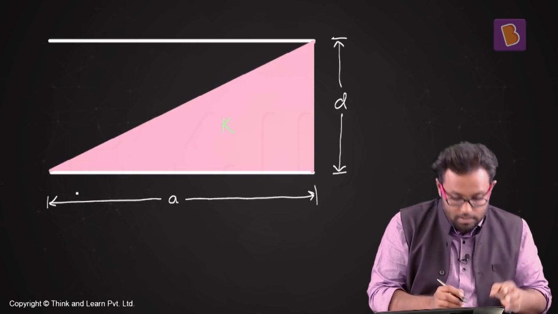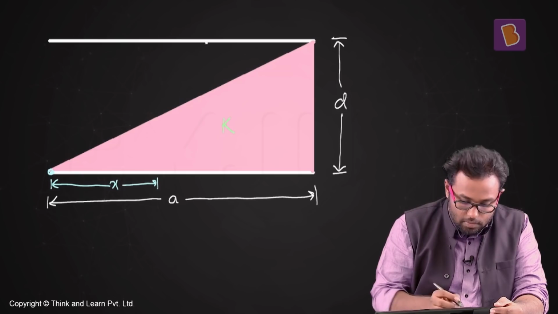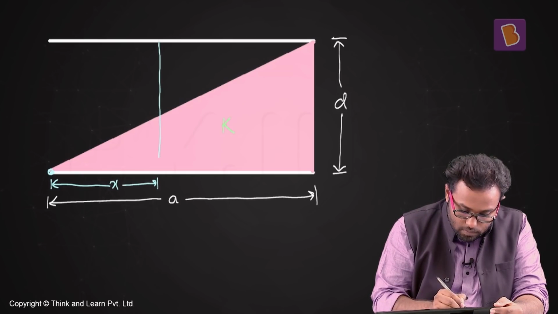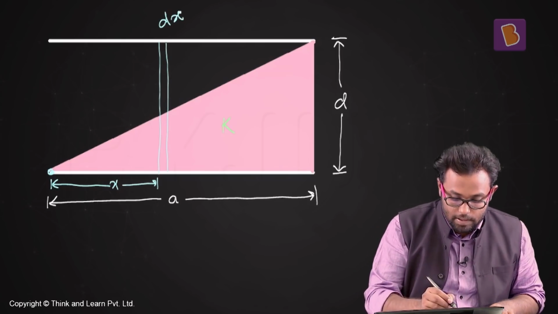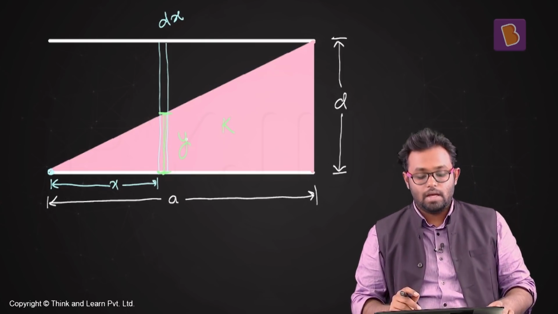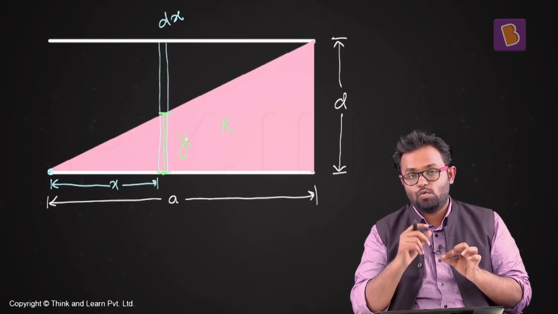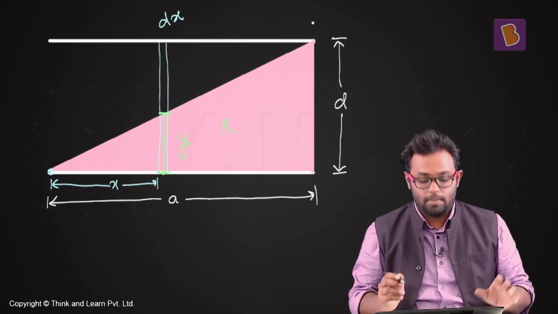So what I'm going to do is, from this end over here, consider a small, infinitesimally small element of some length dx, and I'm going to say that this length from the bottom to this point is some y. As x varies, this y also varies. When x becomes equal to a, y becomes equal to d.